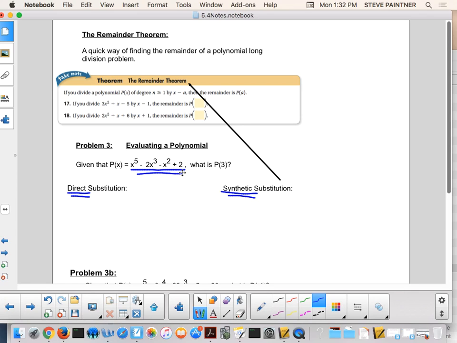You did this stuff in September. Direct substitution just says take x and put it in everywhere you see an x. Okay, I would like you to do the direct way first before we do synthetic.